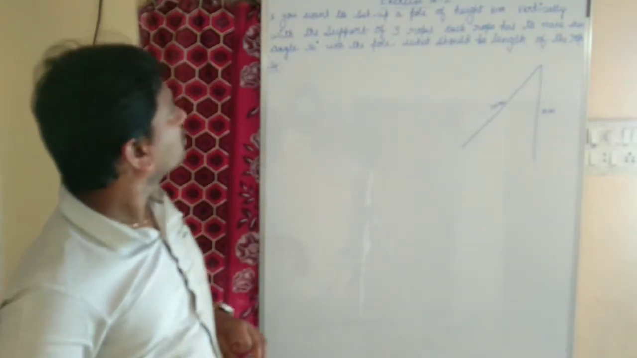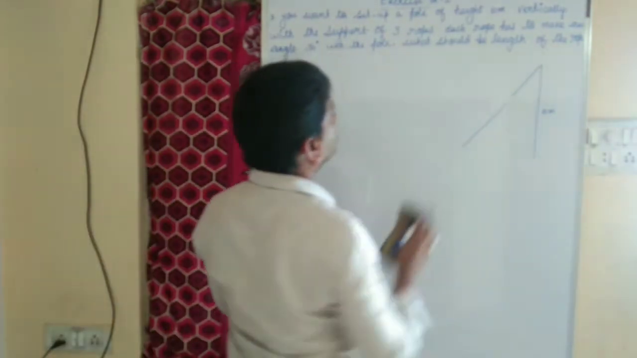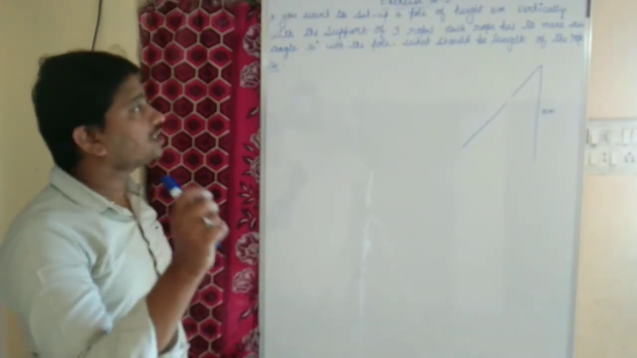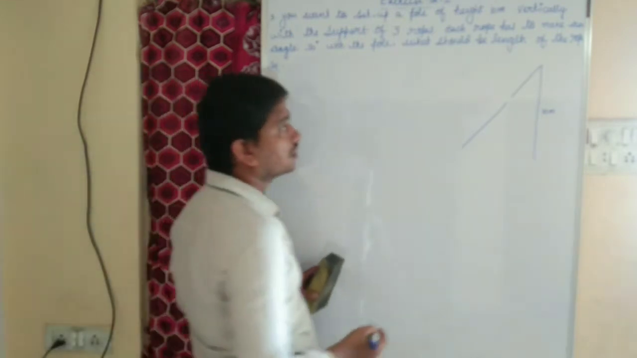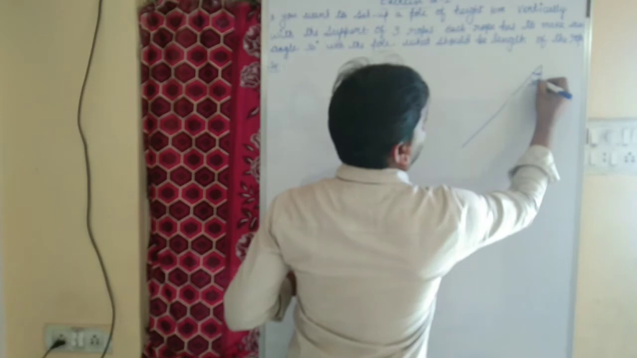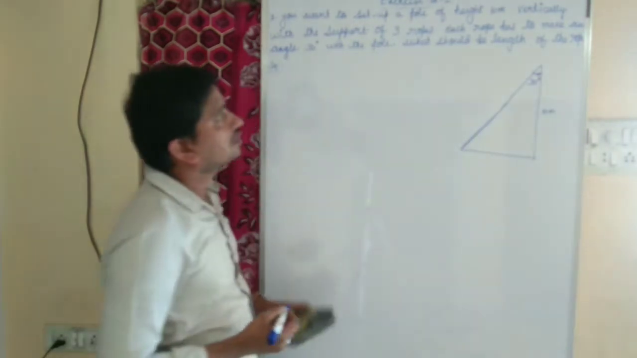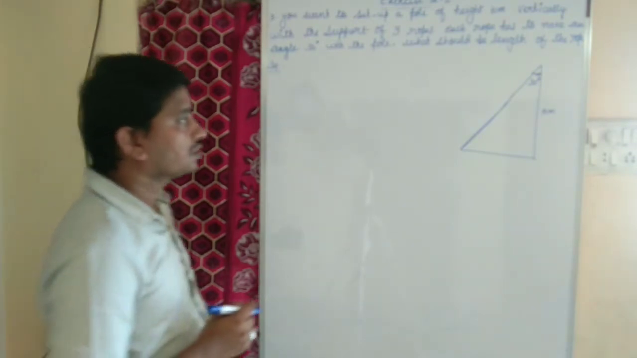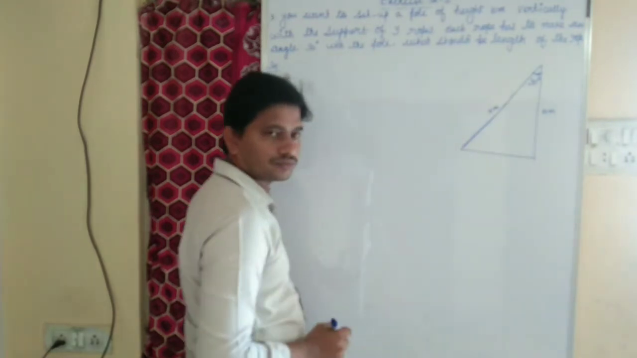Sorry, they did not give the length. We have to find that only. Vertically with the support of 3 ropes. Each rope has to make an angle of 30 degrees with the pole. With the pole, it has to make an angle of 30 degrees with the pole. They are asking to find what should be the length of the rope. So let the length of the rope, you consider as x meters.